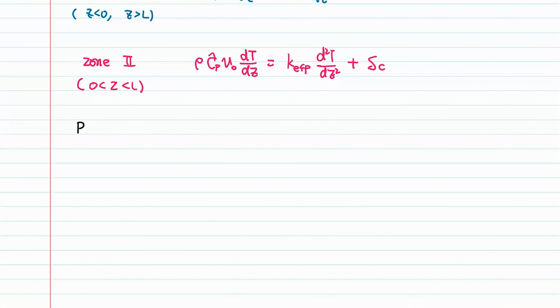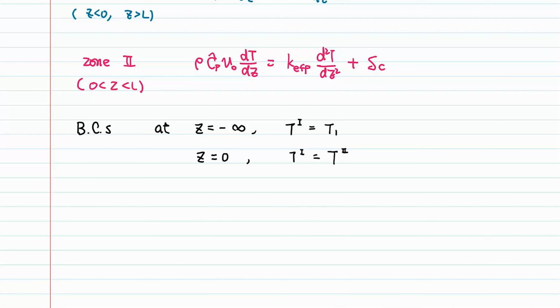So boundary conditions. First, at z equals negative infinity, the temperature in the first zone, or Zone 1, equals T1. This is based on our initial definition. And at z equals 0, the temperature should be continuous, so the temperature in Zone 1 should equal the temperature in Zone 2.